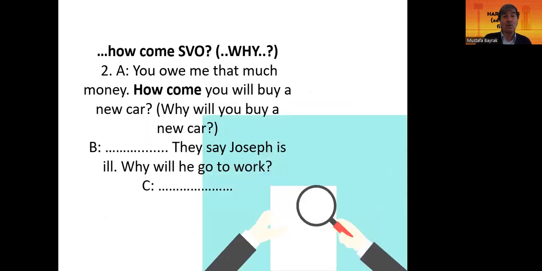How come is a question word, but it doesn't have a question structure. Because it is used as why, for that reason, we use how come plus subject verb object. But because it is exactly like why, we use a question mark. So we use a question mark in both on earth and how come expressions.